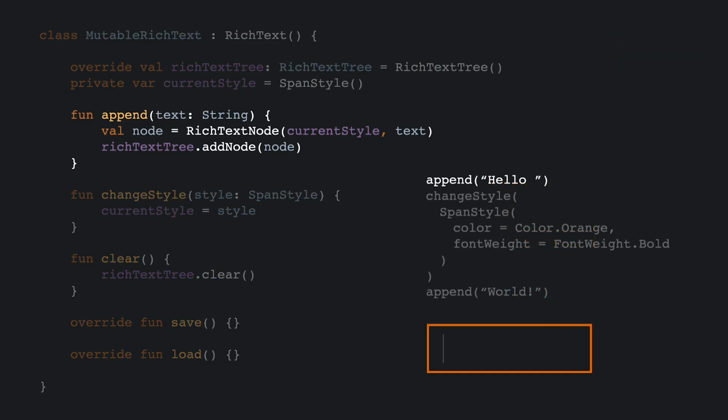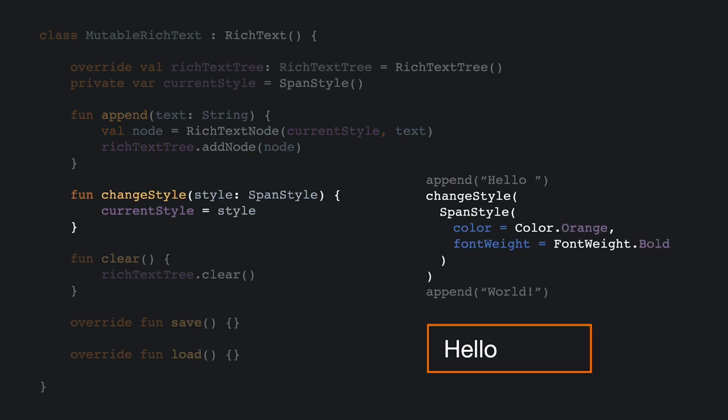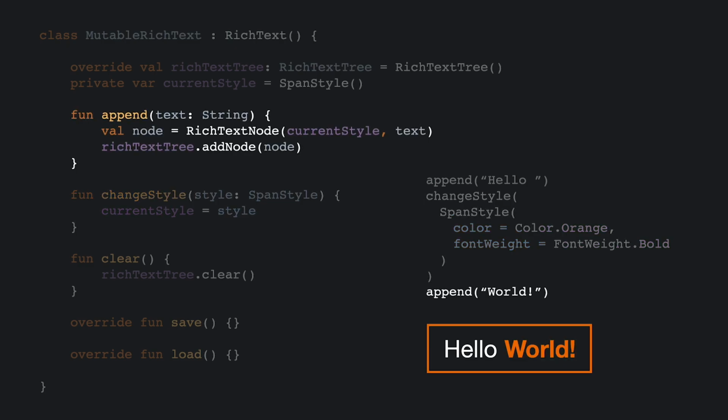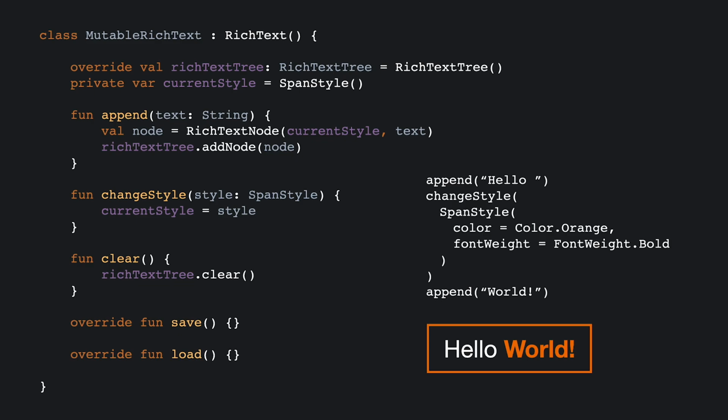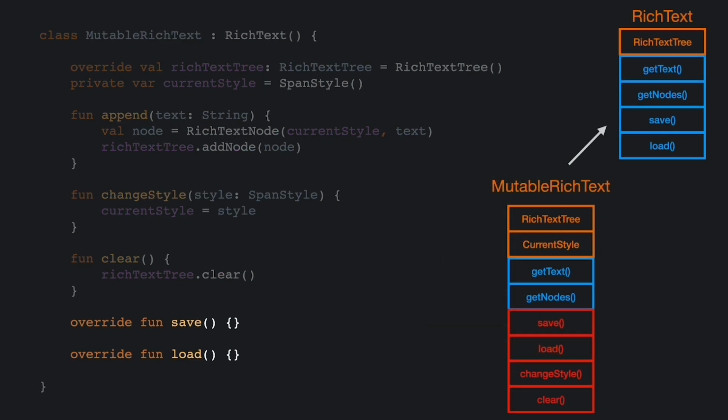So now we can call the append, for example, and as you can see, we are appending hello. Then we can change the style of the current text. Then we will append world and it should be appended with the selected style. Okay, good. The problem here is that the save and load methods are empty and we are not using them because we don't have a file in the immutable rich text.